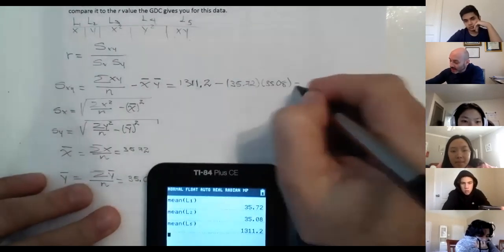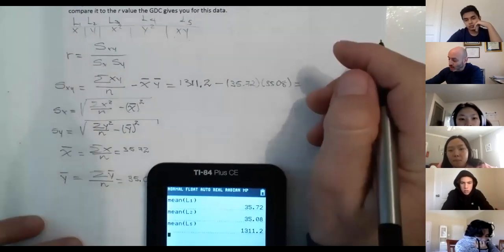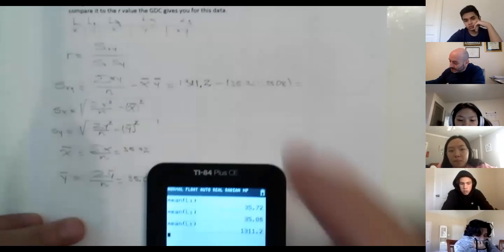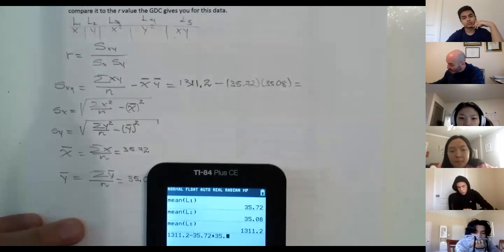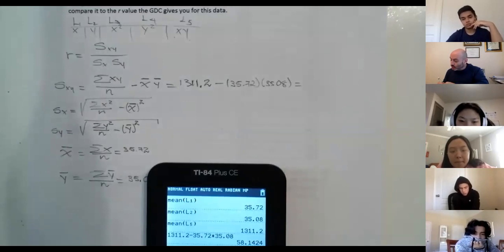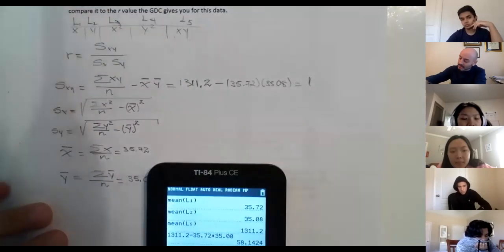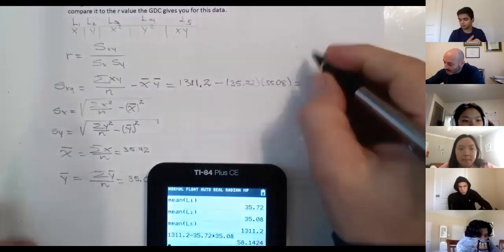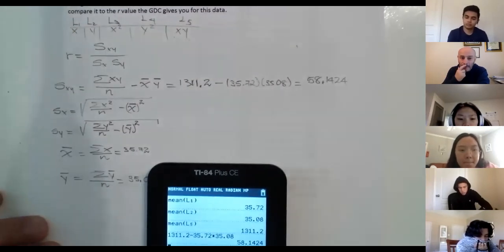And that's going to be the numerator of my correlation coefficient, right? So that's going to be the following. It's going to be this minus 35.72 times 35.08. And that's giving me 58.1424. So that is the numerator of what I need.